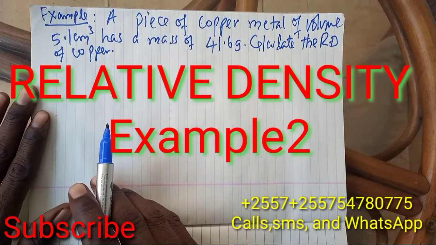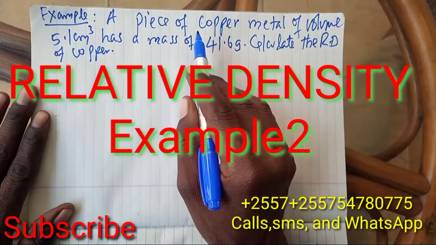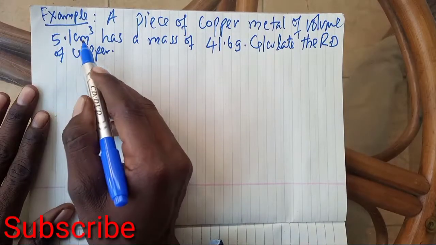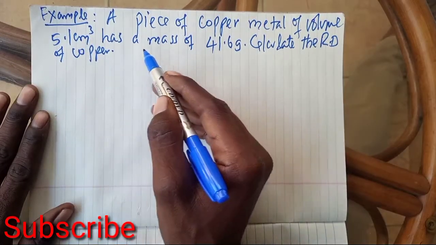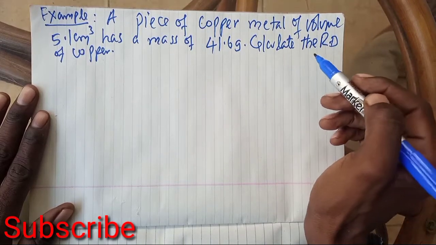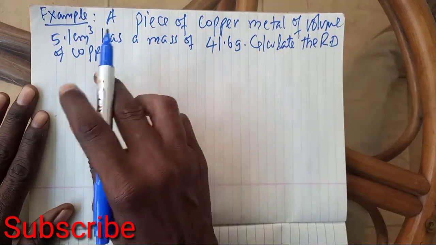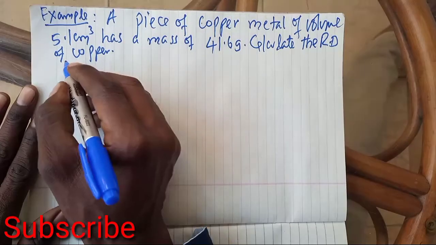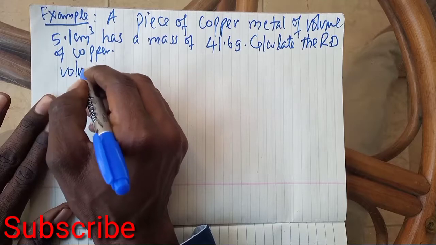Second example about relative density. A piece of copper metal of volume 5.1 centimeter cubic has a mass of 41.6 gram. Calculate the relative density of copper. When you look at this question, definitely what you've been given from the question, we are having volume.